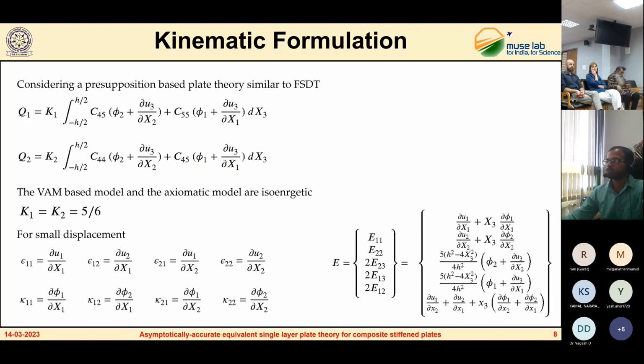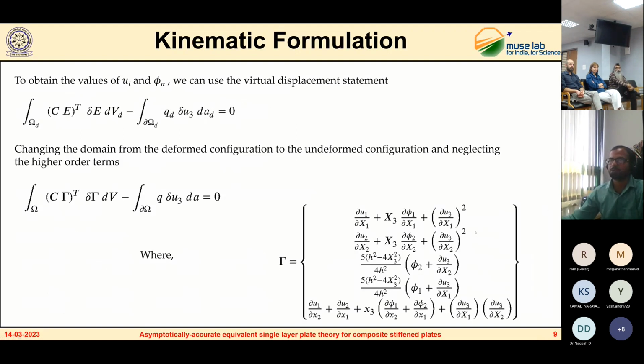Now the problem reduces to finding the primary variables like u1, u2, u3, phi1 and phi2. To determine these quantities, we have again used the principle of virtual displacement. In this case, we are taking u1, u2, u3, phi1 and phi2 as primary variables. Here is the virtual displacement statement.